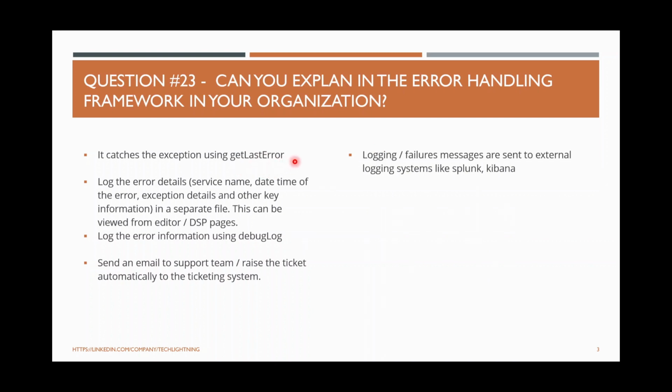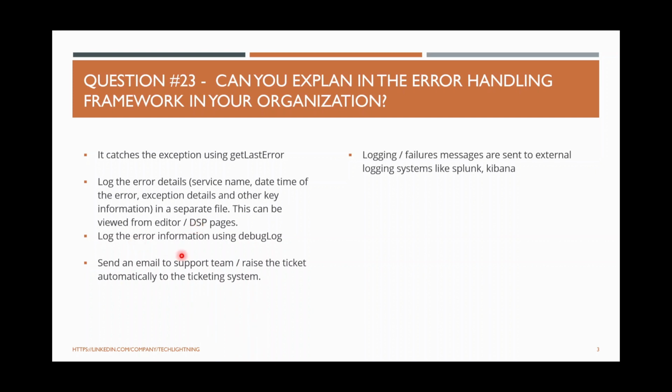Once we have that error information, we will log the error details, mainly the service name, date and time of the error, exception detail and other key critical transaction information, in a separate file. So mainly we'll try to store it in our database or in a file. Finally, once this information is stored at runtime, we can see it from the file, or we can have a web-based page like a DSV page where we can view the logging information or error information.